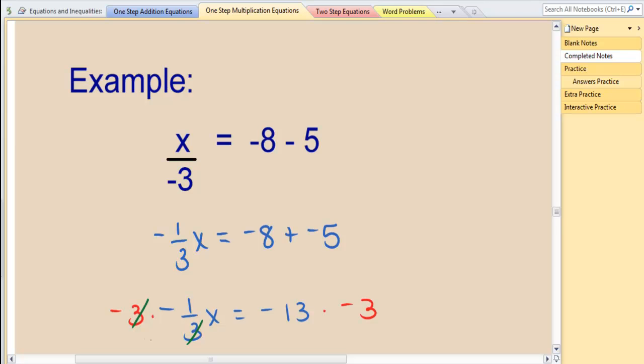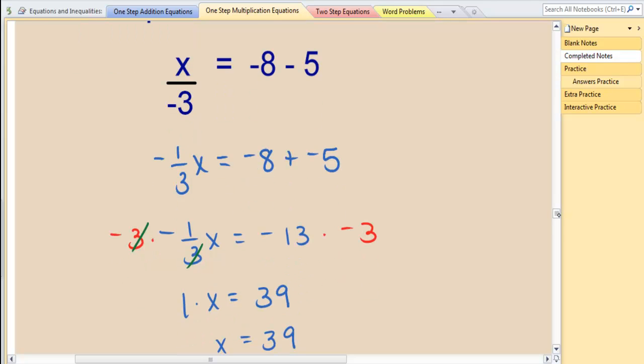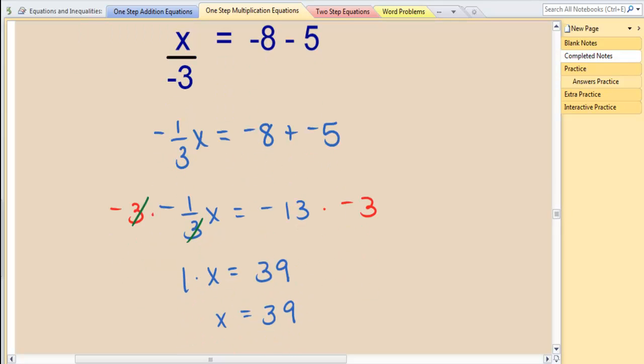Don't lose that negative. On your next step, you get 1 times x equals 39. So x is 39. Again, you can skip the identity property step if you'd like. But I need to see all these other steps.